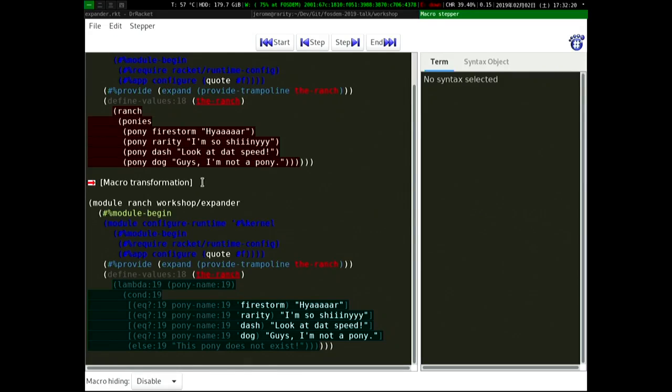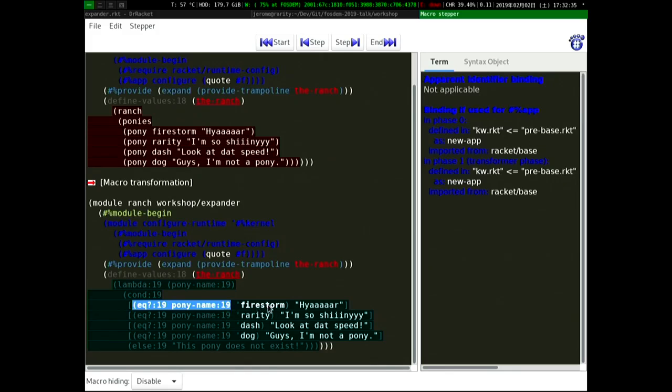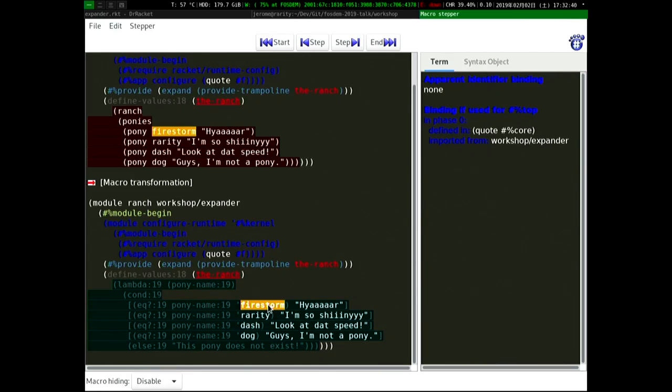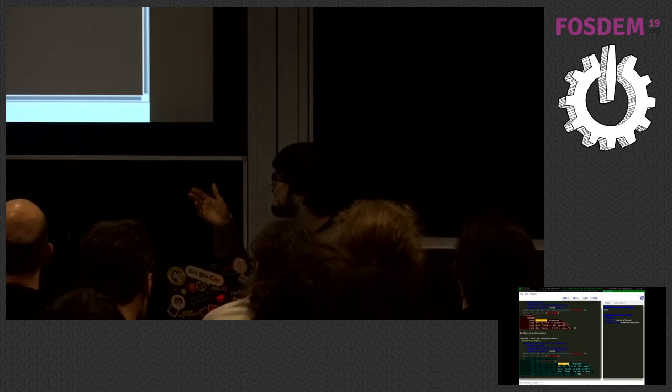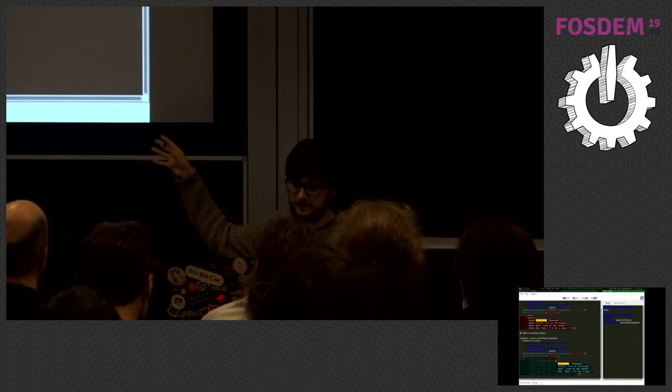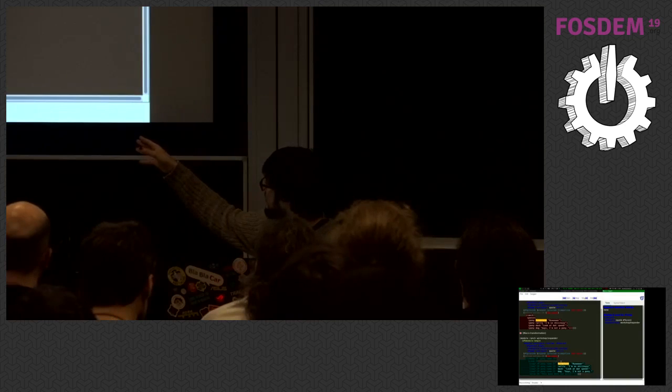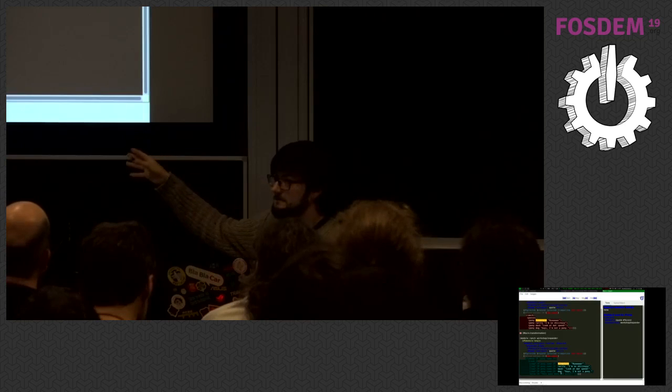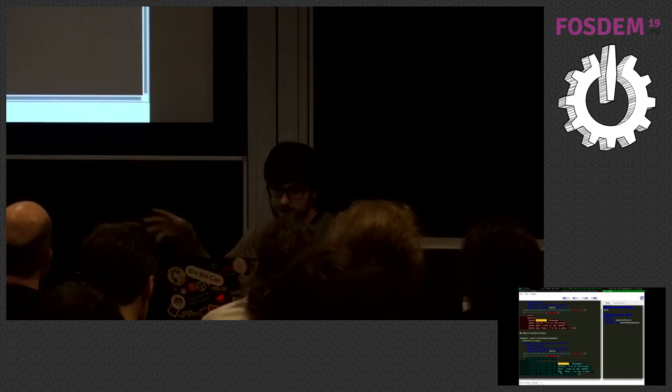And we can see that it transforms our structure into a lambda with a cond and an if statement for every pony in the data structure. So in C or C++, this would be really efficient because you're transforming a data structure into actual code with direct inlining of the data. Here, the condition is directly inline for every piece of data. So you actually generate code and a big if.